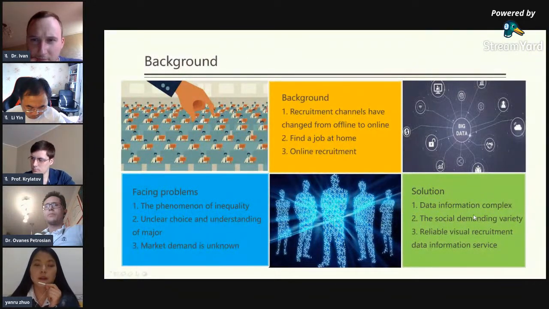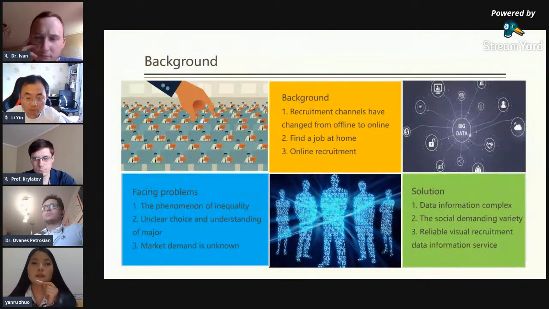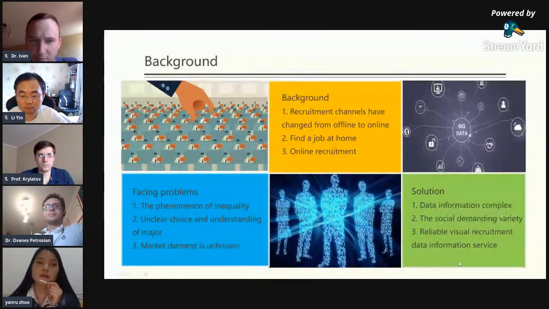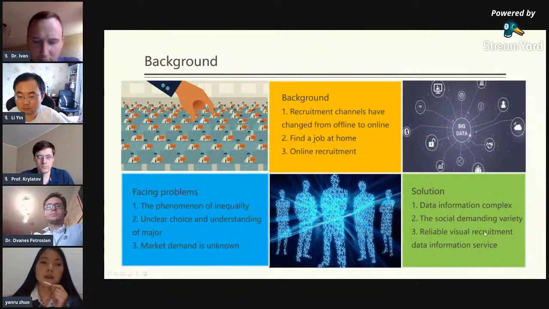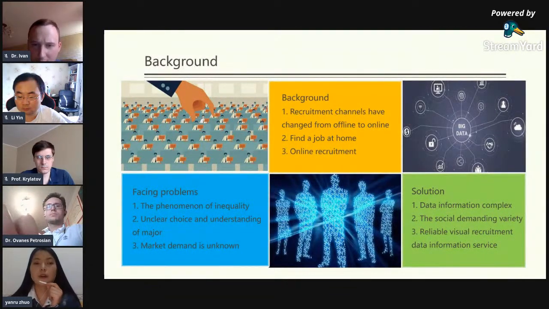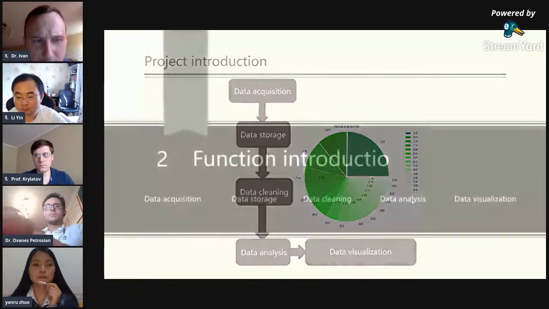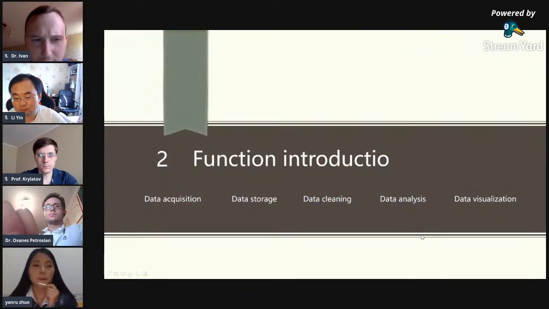With the massive accumulation of recruitment website data, the collected data is stored in a storage device for data cleaning. Clean the data, then calculate and analyze, and finally present it to job seekers. Let's move on to the second part. Function introduction. It has 5 parts. See the next page for details.